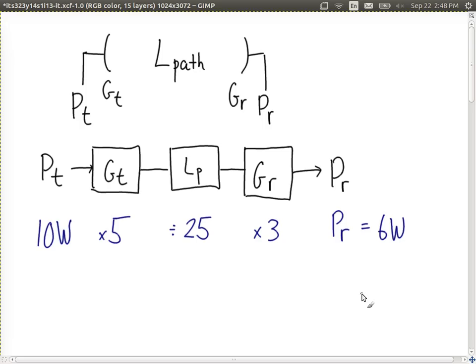That's a simple model of any wireless communication system. If we know the gains of the antennas and we know the amount of power which is lost between the antennas, given the transmit power, we can find the receive power.